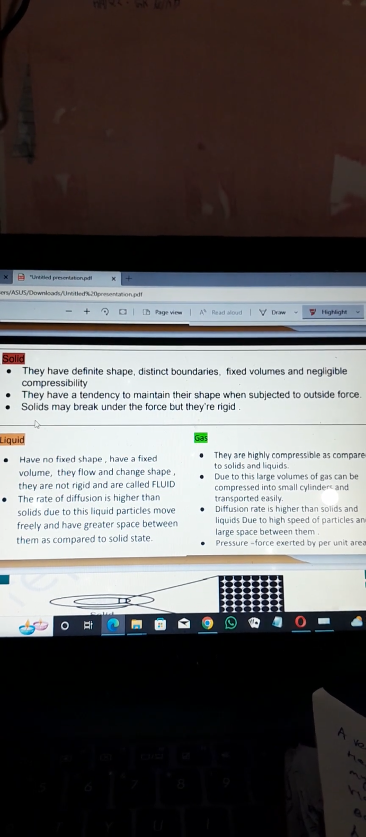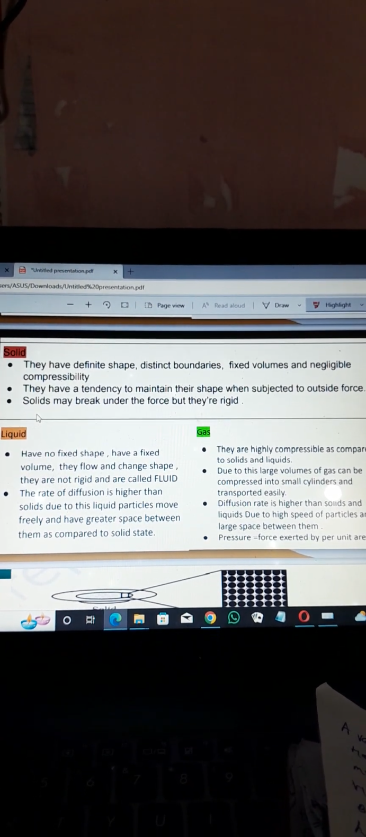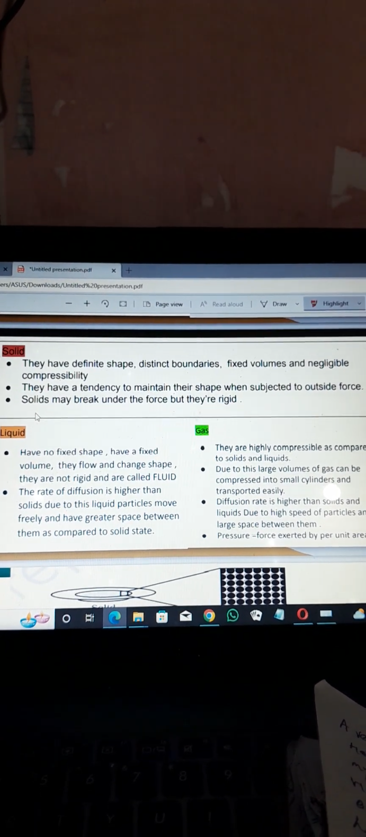Then liquid. Liquids have no fixed shape but have a fixed volume. They flow and change shape. They are not rigid and are called fluids. The rate of diffusion is higher than in solids. Due to this, liquid particles move freely and have greater space between them as compared to the solid state.